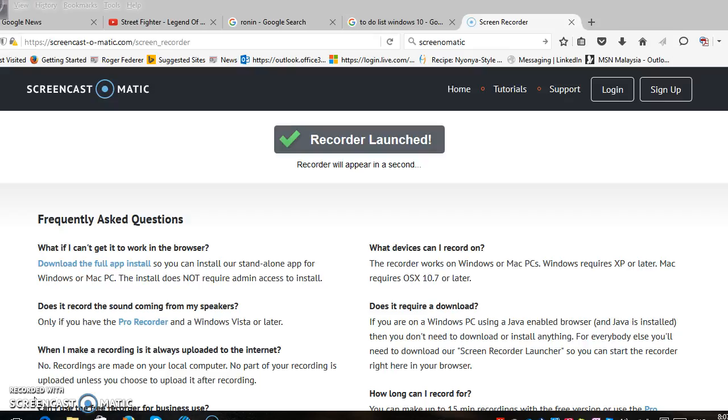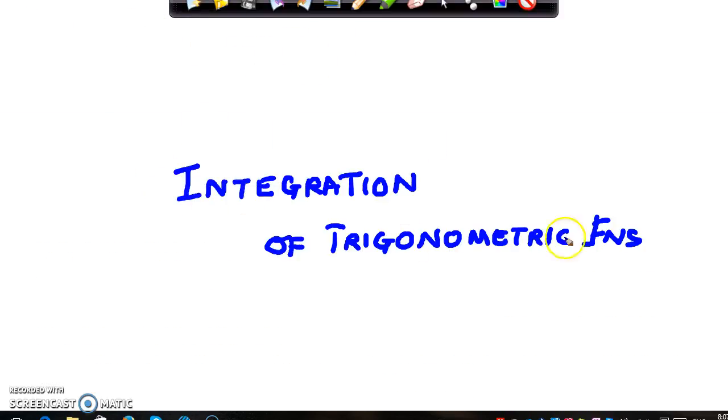Today's lesson will be on the topic of integration of trigonometric function. To start off, we'll go on to the whiteboard. The title of this lesson is Integration of Trigonometric Function.